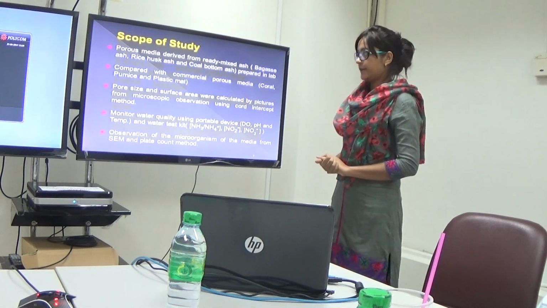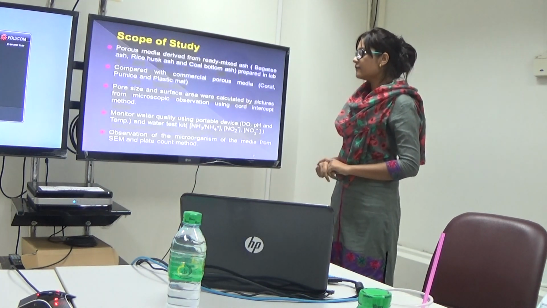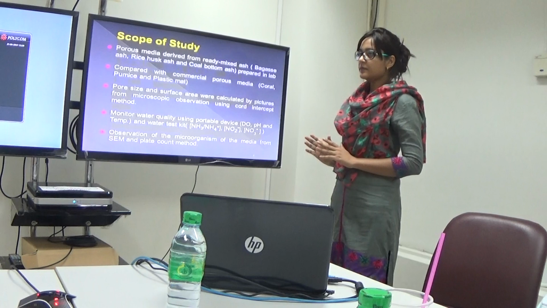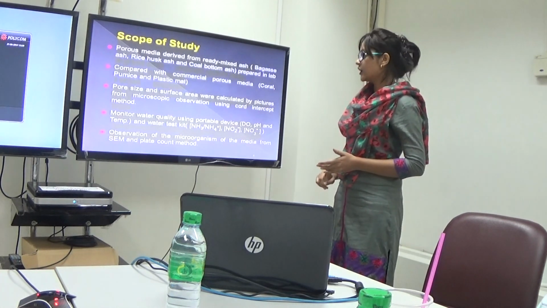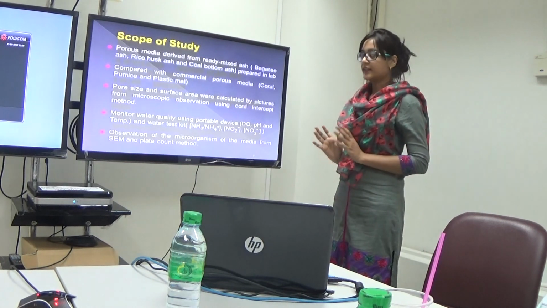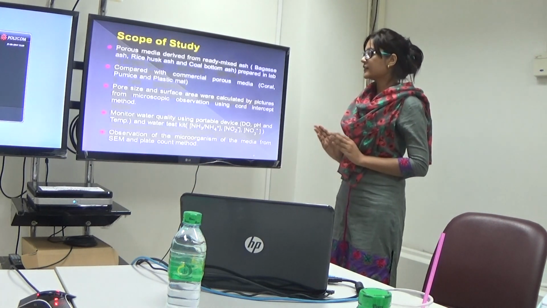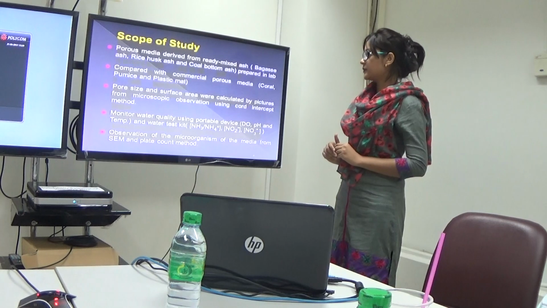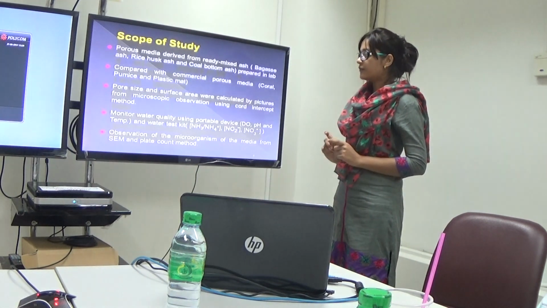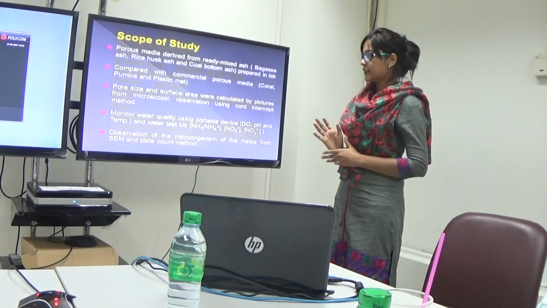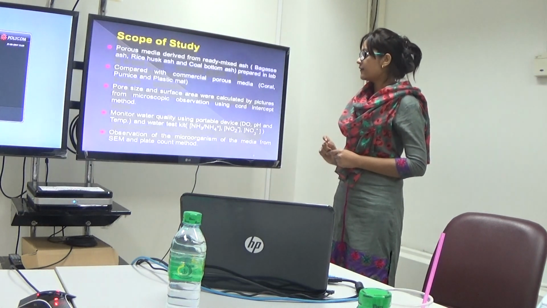Scope of the study. Porous media derived from ready-mix ash. This ready-mix ash, that is bagasse ash, rice ash and coal bottom ash, is prepared in the lab as porous media, and we compared this media with commercial porous media: coral, pumice and plastic mat. And we measured the pore size and surface area.